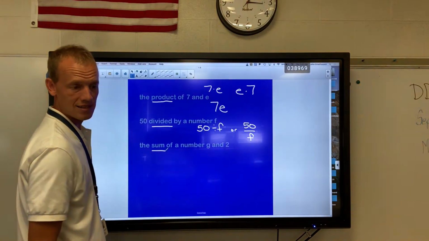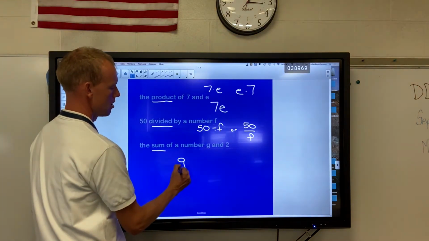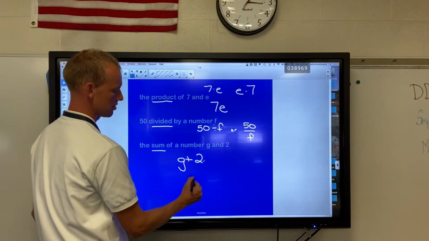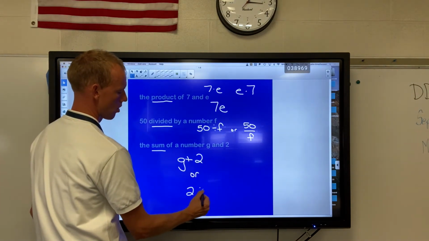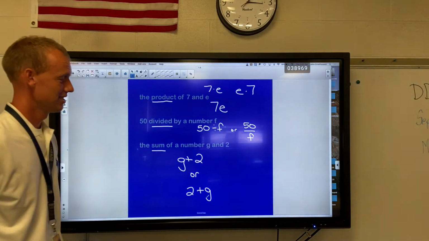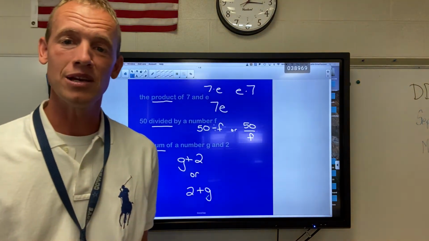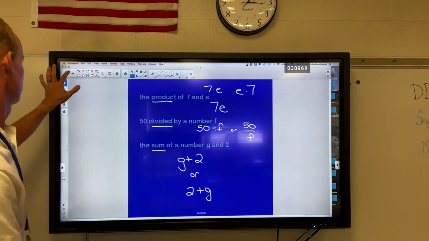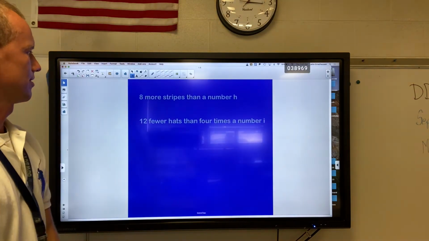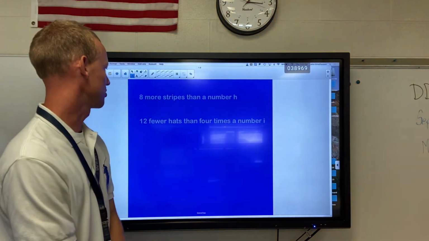The sum of a number G and 2. Again, you can pause it. The sum of G and 2 means we're going to add G plus 2 or 2 plus G, and that would be one-step expressions. All right, let's try a couple that could be a little trickier.